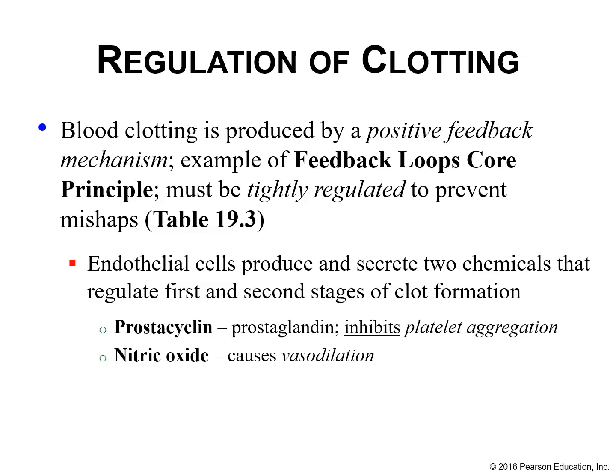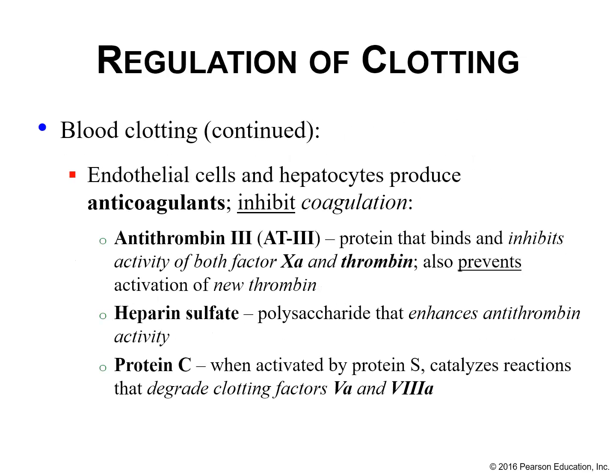So prostacyclin is a prostaglandin that inhibits aggregation of platelets. And nitric oxide, also made by the endothelial cells that line your vessel wall, causes vasodilation. And that serves to do the opposite of vasoconstriction. Also, your endothelial cells and your liver cells, your hepatocytes, produce anticoagulants, which inhibit coagulation. A very important anticoagulant is antithrombin 3, AT3. It's a protein that binds and inhibits the activity of both factor 10A and thrombin. It also prevents activation of new thrombin.